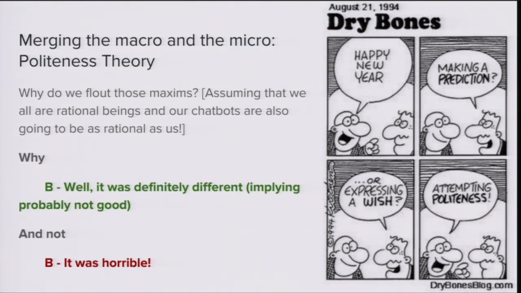Let's come back to that coffee example. Why do we flout those maxims, the maxims of quantity? Assuming that we all are rational beings, and that's the assumption of both speech act theory and the cooperative principles, and that assumption probably does not hold true. But despite that, if we assume that we are rational beings and we want our chatbots to be as rational as we are, why then do we flout the maxims? If we cooperate, we know that our conversation is going to be good and fine, then why do we flout this maxim?